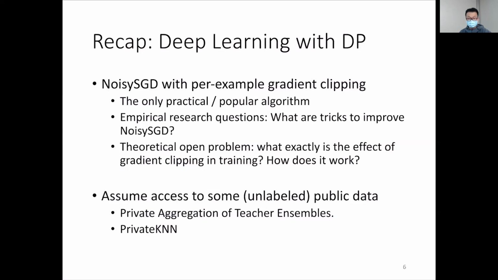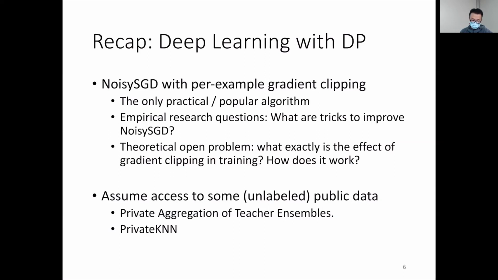But in general, in the non-convex case, gradient clipping has a significant effect, as it introduces biases to training, and sometimes it leads to non-convergence or convergence to very suboptimal points.